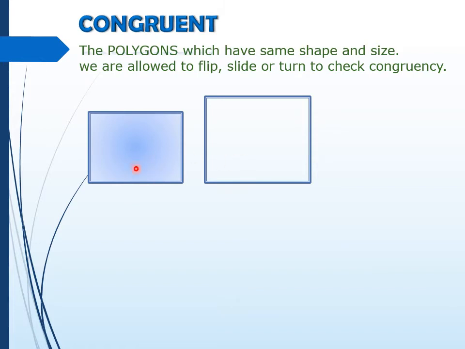So we can see we have two rectangles over here, but we can clearly see that even though they are rectangles, that is, they have the same shape, they are of different sizes. So therefore, they are not congruent.